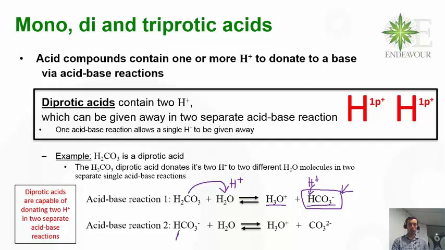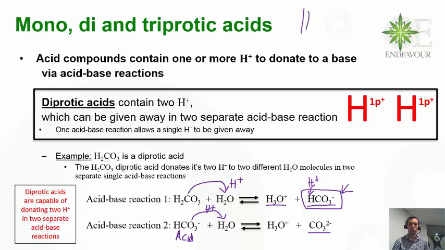So that HCO3-, which was produced in the previous acid-base reaction, can function as an acid again to give away its second proton. And by doing that, it becomes CO3 2-, which has no more H+ to give away. So even though H2CO3 has 2 H+ to give away, how many acid-base reactions does it require to do this? Each acid-base reaction only results in one H+ being given away. So for H2CO3 to give away both of its H+, it needs two separate acid-base reactions.